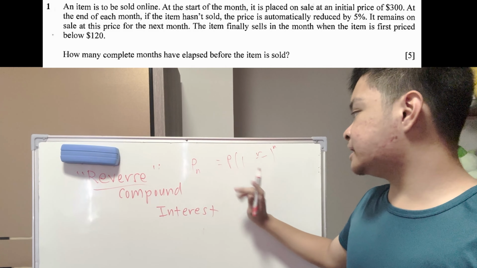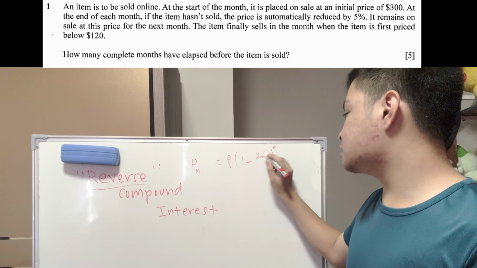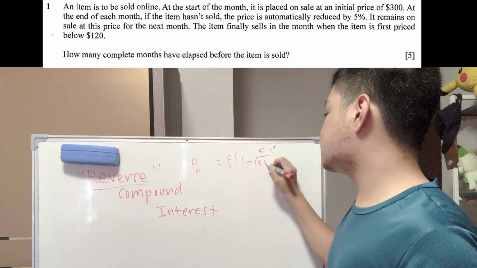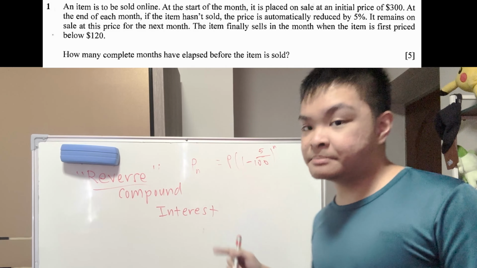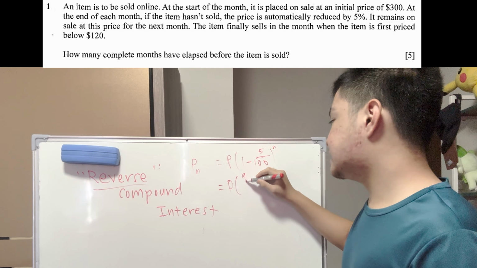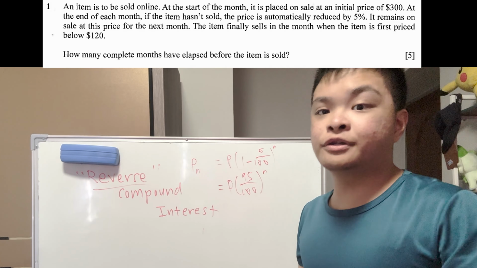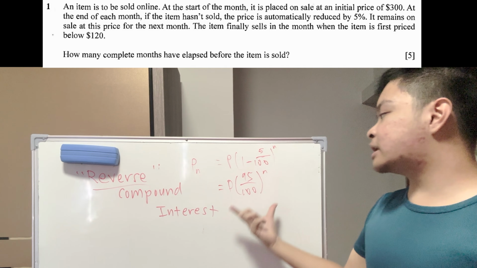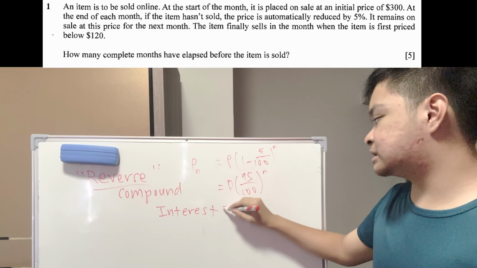The formula is P times (1 minus R over 100) to the power of n. In this case, we know R is 5, so 1 minus 5 over 100 is just P times 95 over 100 to the power of n. Why does this work out very nicely? If you don't believe me, you can try to put the table together yourself and plug it in using this formula. So let's say the principal, which we already know, is 300, right?